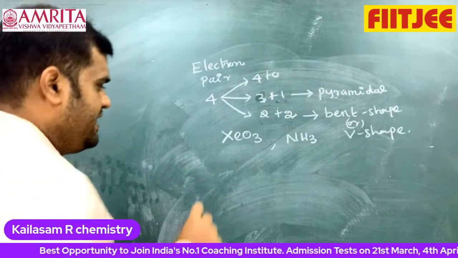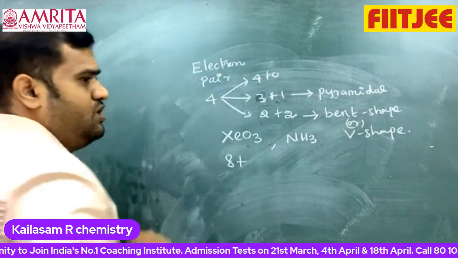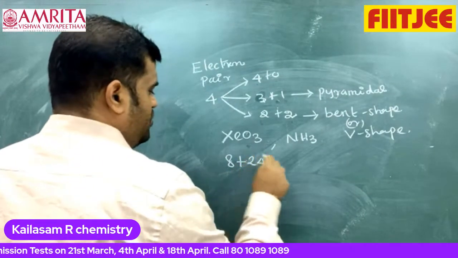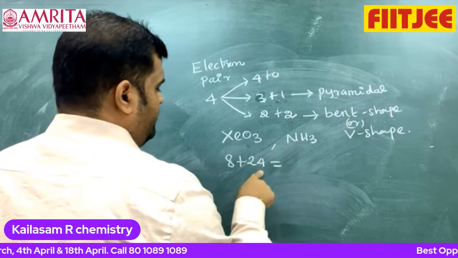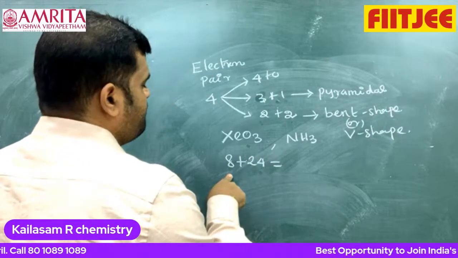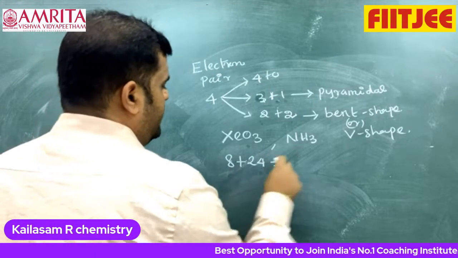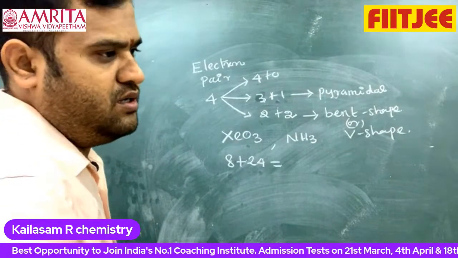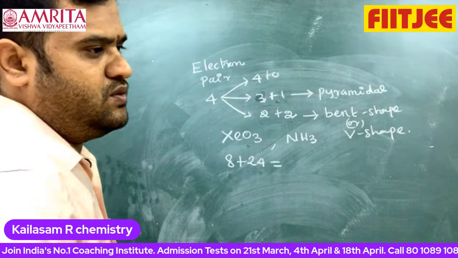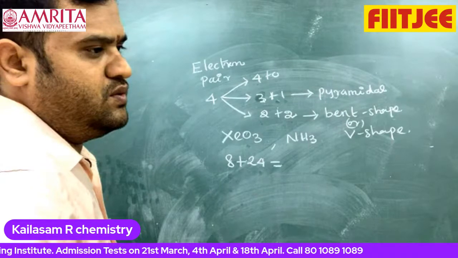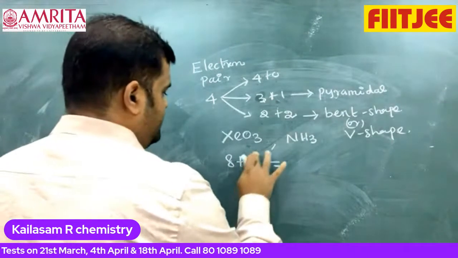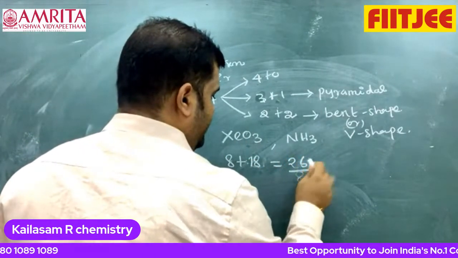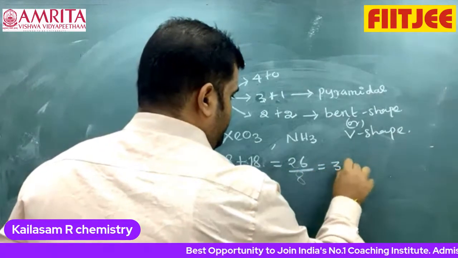What is the valence electron of xenon? 8. And what about oxygen? Oxygen valence electron is 6, times 3 is 18. Therefore 18 plus 8, 26. Oxygen is s2p4. 26 by 8, I can say as 3 plus 1.